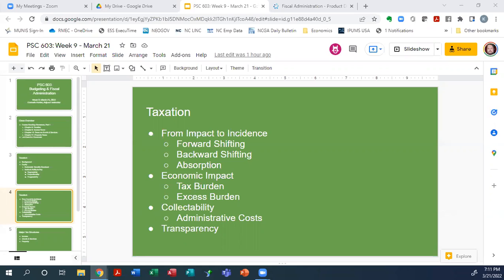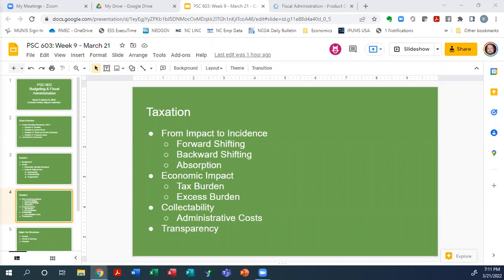Yeah, could you go over just one more time the difference between tax burden and excess burden? Is excess burden just like a more societal or social version of tax burden being like an individual thing? Like, is it just a matter of scale?